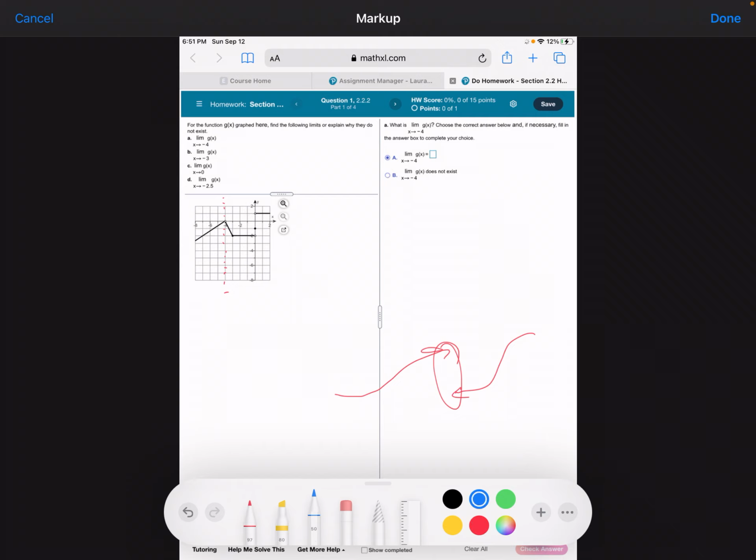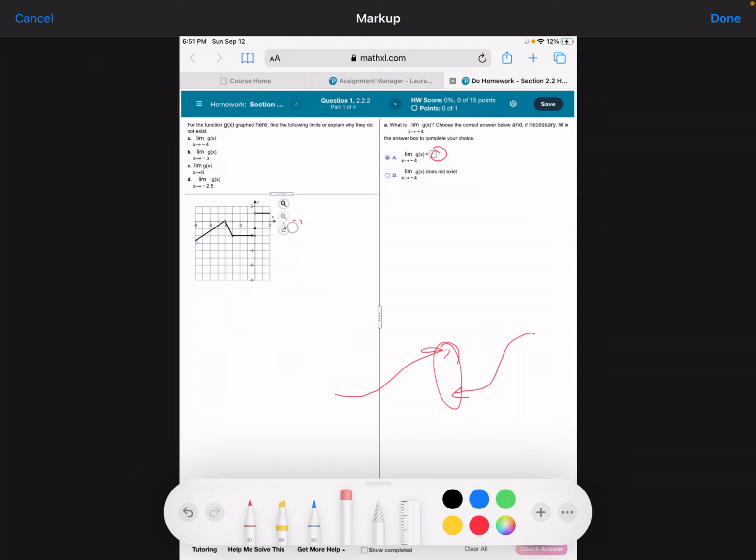Again, remember, you can come at it from either side. Coming at it from this direction or this direction, it's going to the same place. So even if it's an open circle, that's okay. This is a limit. It doesn't mean what is it at -4, it's what is it approaching at -4. So that would be approaching 0. The vertical is the actual value. So that's 0.